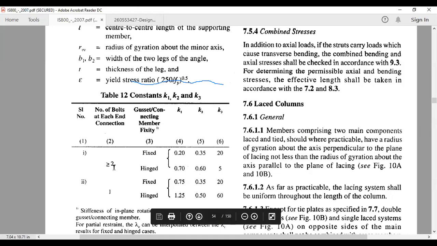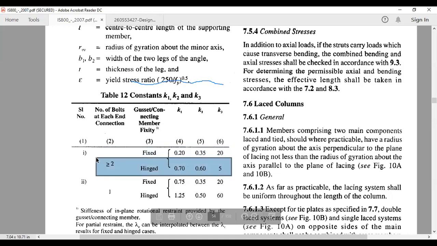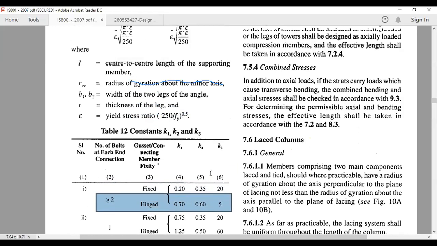So the number of bolts in our truss connection will be 2 or more, and for these members we'll choose the fixity condition to be hinged. In our problem we'll decide K1, K2, K3 on this basis. So always you can go ahead with choosing K1, K2, K3 as 0.7, 0.6, 0.5. You can mention this condition, then take the values of K1, K2, K3. So that is one.